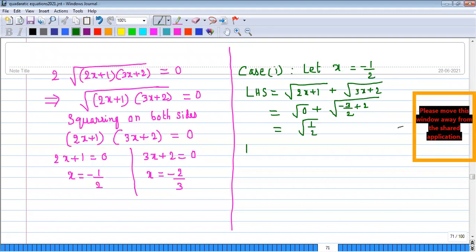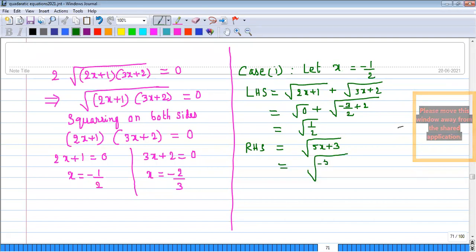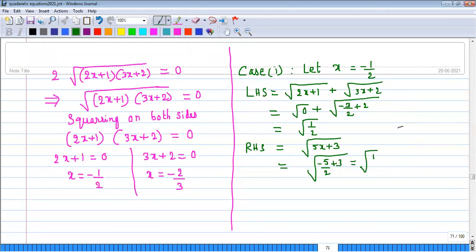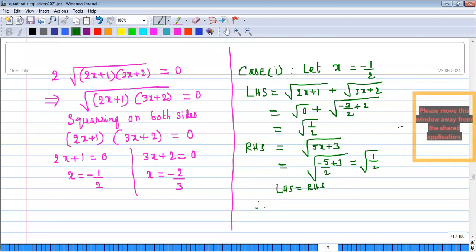See right hand side. What is right hand side? We have root of 5x plus 3. Substitute x value. That will be under root of minus 5 by 2 plus 3. This will be root of 1 by 2. Here LHS is equal to RHS. So therefore x is equal to minus 1 by 2 is a root of the given equation.